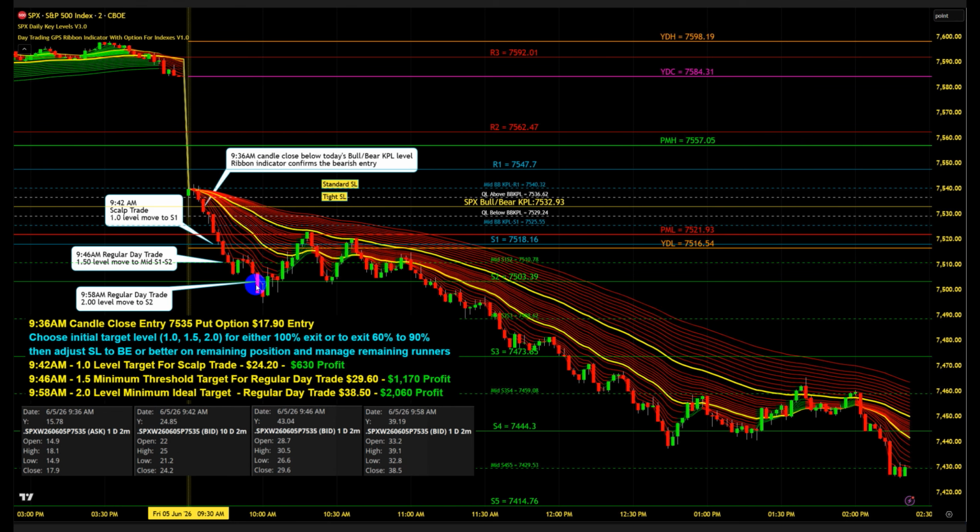The framework remains the same whether the market is bullish, bearish, trending, or range-bound. The goal is not to predict where the market might go, it's to react to price action and follow a repeatable process built around objective price levels, confirmation signals, rule-based entries, and structured trade management. That's exactly what the SPX Daily Key Levels Indicator and Ribbon Indicator were designed to provide.